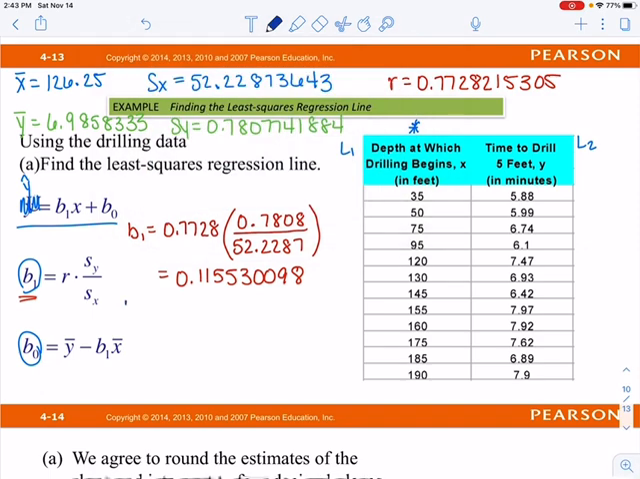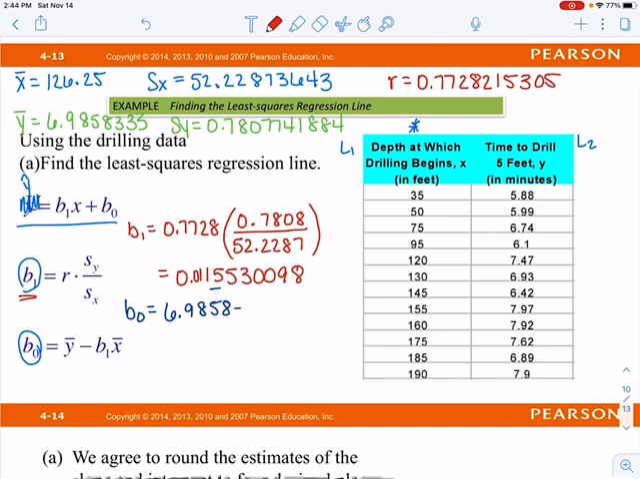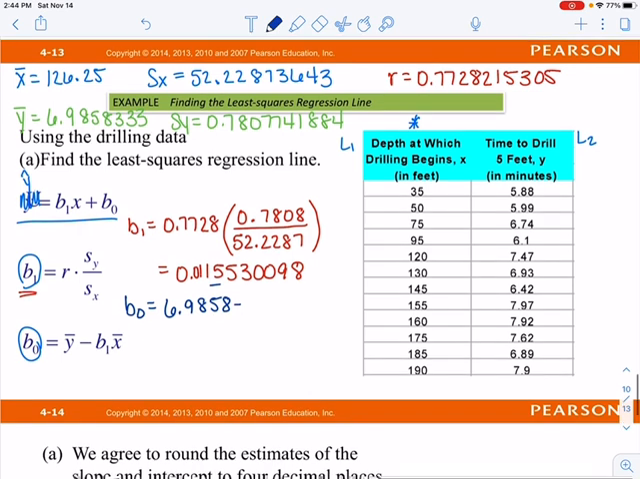So now we have to find B sub 0. So B sub 0 is going to be your Y with the bar, so we're going to have 6.98583333 minus b sub 1, again, what we just found up here. Okay, so I'm going to say that is, I left out a 0 there. Change back to my red. I'm missing a 0. Sorry, there's a 0 in front here. I do apologize.